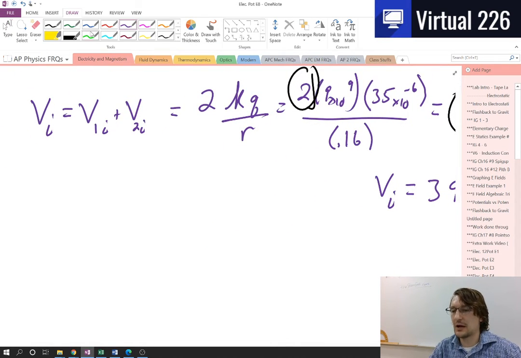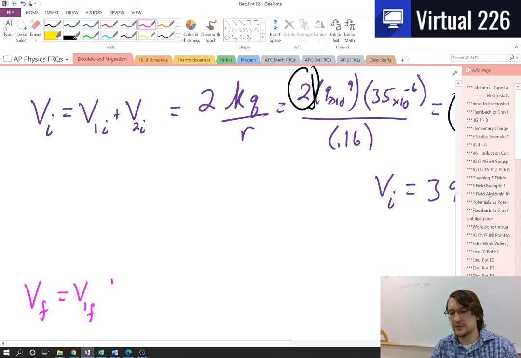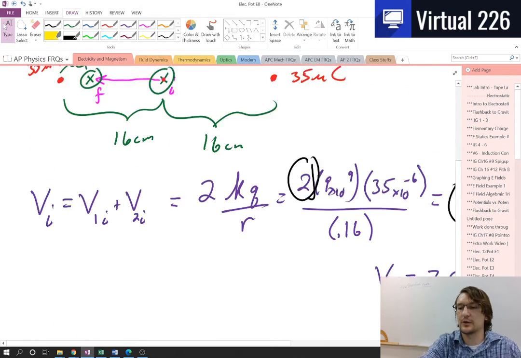Now, let's figure out what the final voltage is. To do this, similar procedure, our final voltage is going to be equal to the first charge's final, with the final distance, plus the second charge, which is final distance here. This is slightly annoying because these have different radial positions.